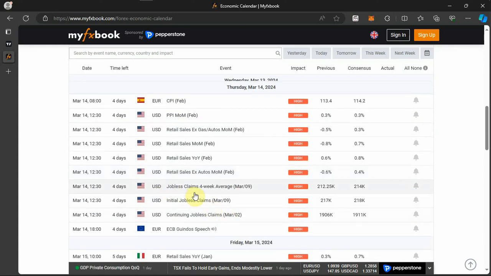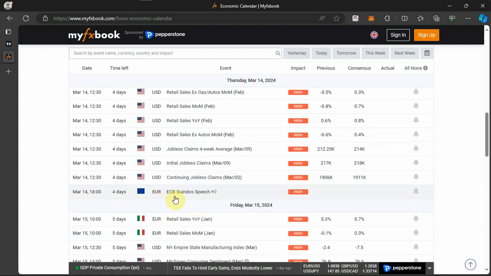We have jobless claims 4-week average as at 9th March for USD. We have initial jobless claims as at the 9th of March for USD. We have continuing jobless claims as at 2nd March for USD. So we have the ECB speech coming up on that very day, that is the 14th of March 2024.